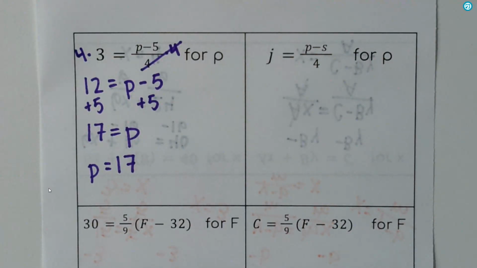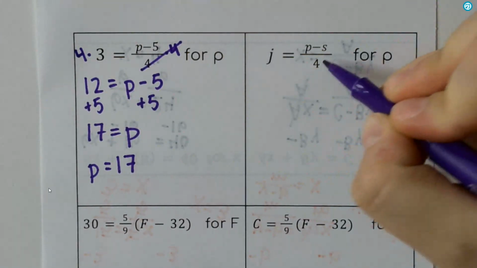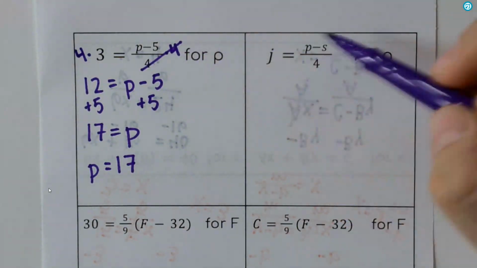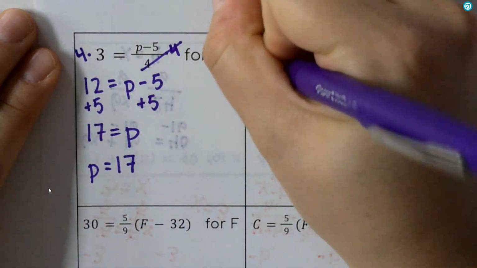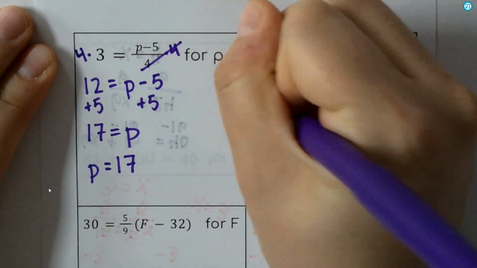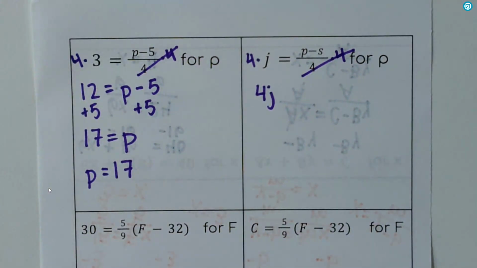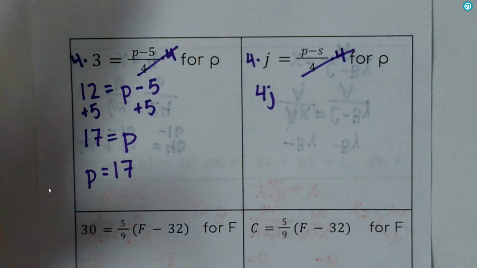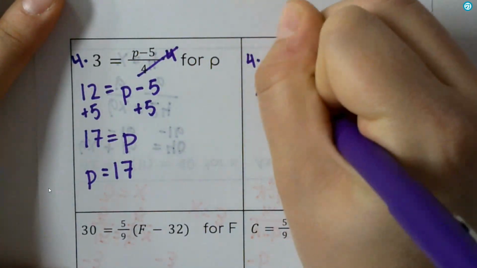So our steps are going to stay the same. We are going to multiply and then add. So, just like we multiplied by 4 over here, we're multiplying by 4 over here. 4 times j over 4. These 4's cancel out, so now I have 4j. Anytime you have a number and a variable, you need to put your coefficient first. So do 4j, don't do j4. 4j, not j4. And that equals p minus s.